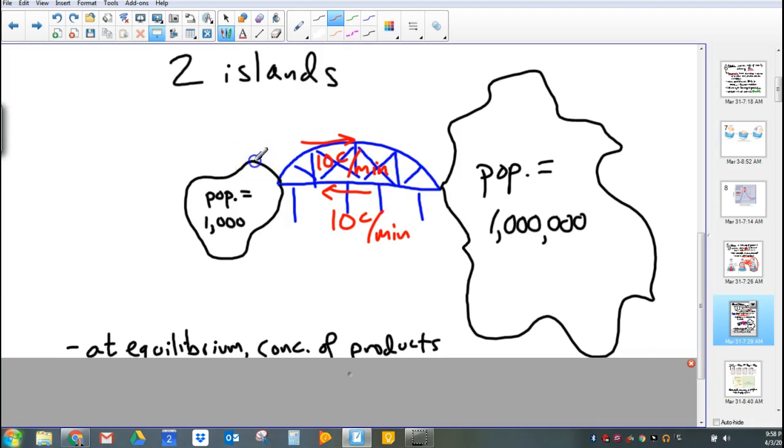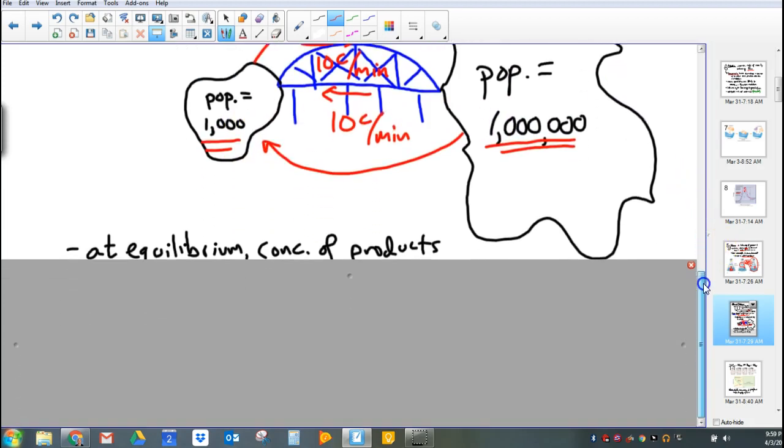And you can see if you've got 10 cars leaving and going from the small island to the highly populated island, but at the same rate, 10 cars going from the highly populated to the small, then over time, the populations don't change. And this is the idea behind equilibrium, that the concentrations do not have to be equal. As long as the reaction rates are equal in the forward and reverse directions, the concentrations can be very different, but they don't change with time.